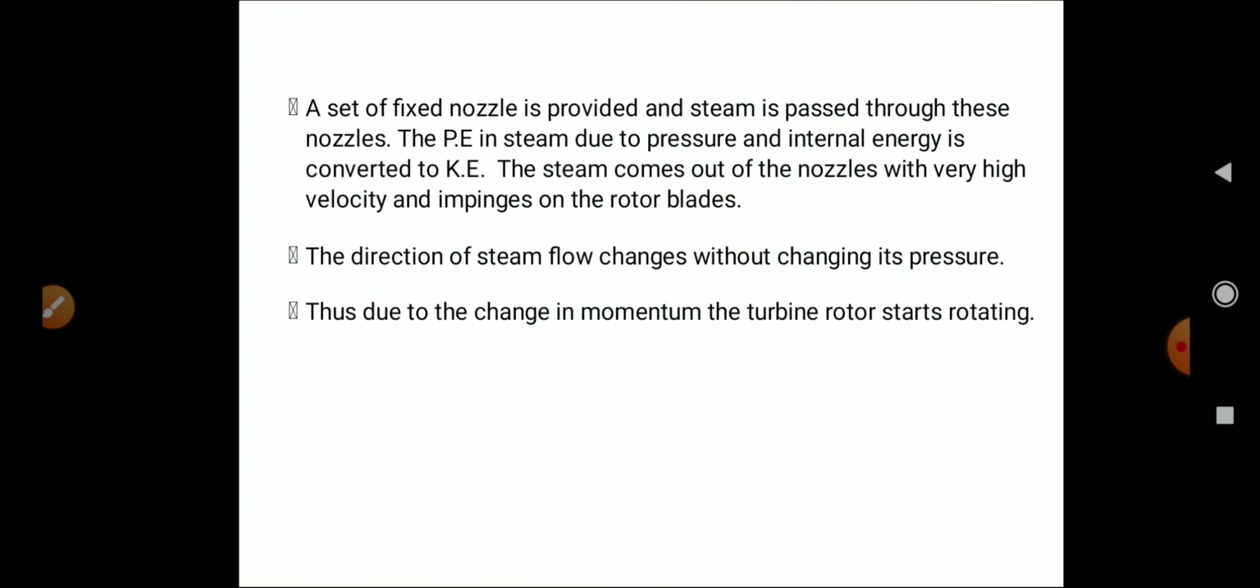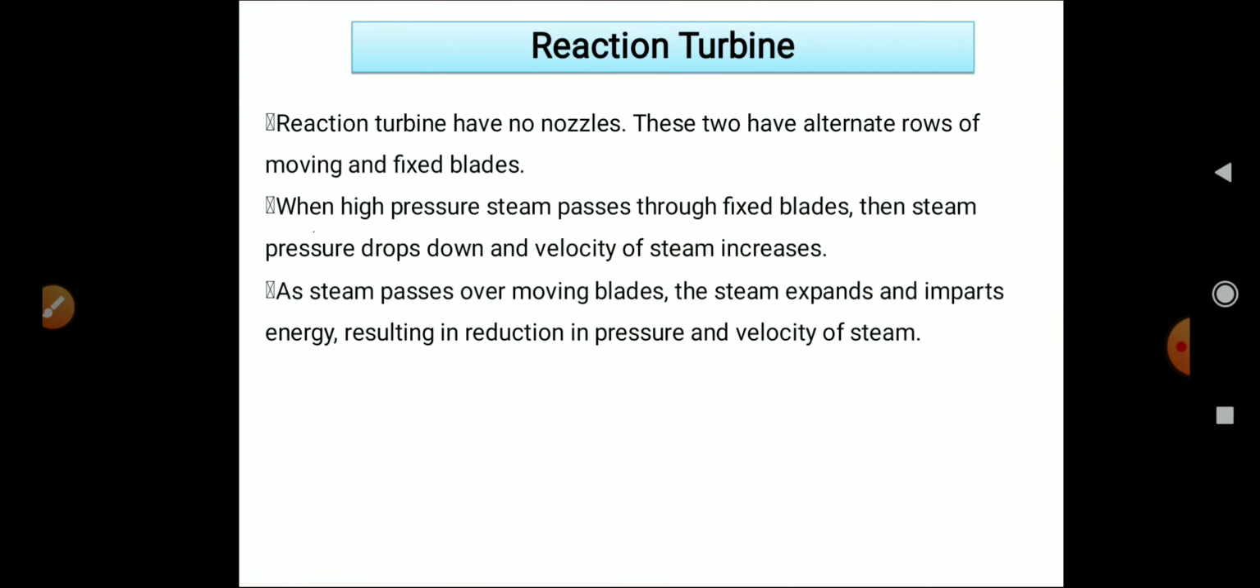A set of fixed nozzles is provided and steam is passed through these nozzles. The potential energy in steam due to pressure and internal energy is converted to kinetic energy. The steam comes out of the nozzles with very high velocity and impinges on the rotor blades. The direction of steam flow changes without changing its pressure, and thus due to the change in momentum the turbine rotor starts rotating.